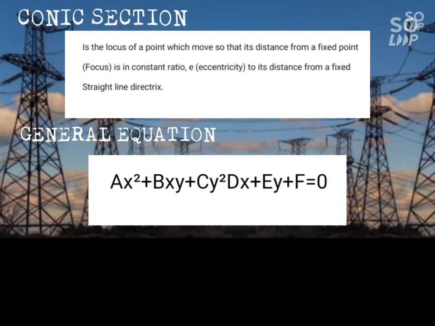Conic section is the locus of a point which moves so that its distance from a fixed point, focus, is in constant ratio e, which is eccentricity, to its distance from a fixed straight line, directrix. The general equation of a conic section is Ax squared plus Bxy plus Cy squared plus Dx plus Ey plus F equals 0.